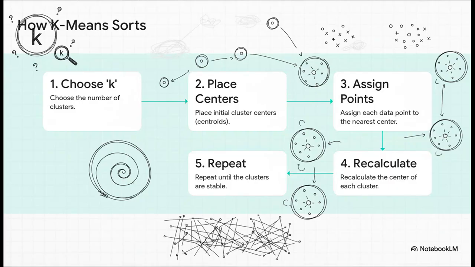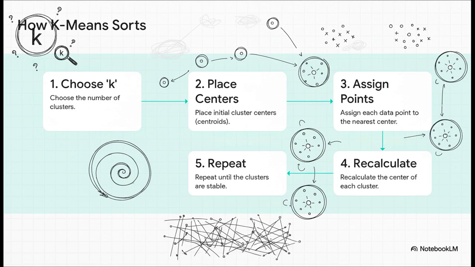The way it works is actually pretty cool. It's this iterative process. You start by just telling the algorithm, hey, I want this many clusters. That's your K. Then it just randomly drops that many centers into your data. From there, it's this little 2-step dance. It assigns every data point to its closest center, and then it moves the center to the new average location of all its points. It just repeats this dance. Assign, move, over and over, until the groups settle down and stop changing.